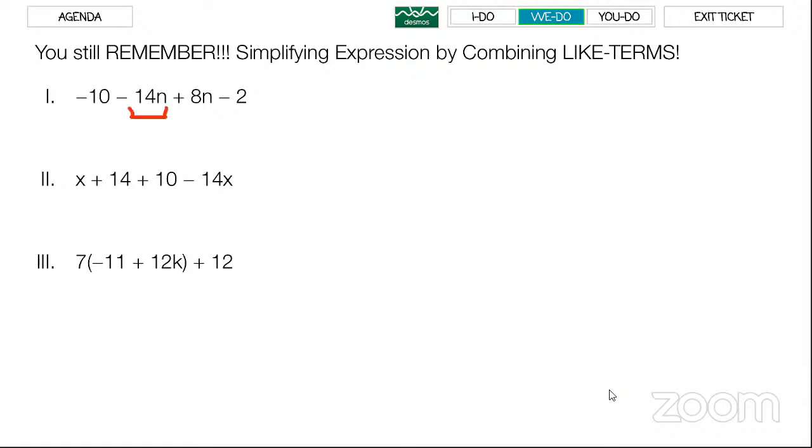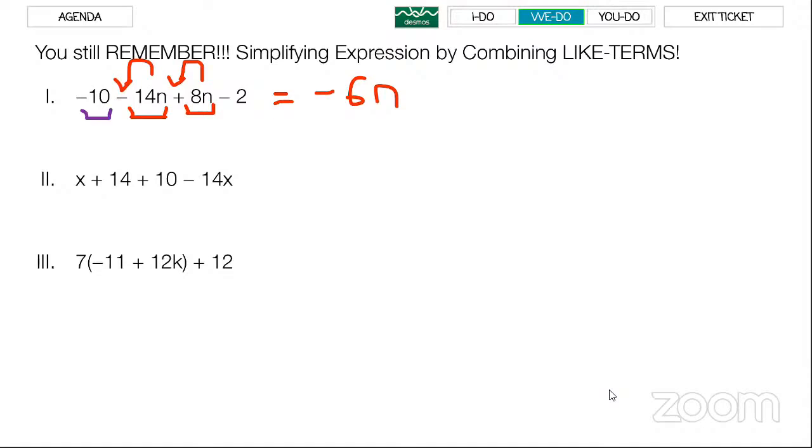For example, 14n and 8n, those are like terms. That means you can combine them. You can add and subtract them. So let's take care of that one first. In front of 14, there is a negative sign. Be careful with that. In front of 8, there is a plus sign. So that means negative 14 plus 8. If you use your calculator, that would become negative 6n.